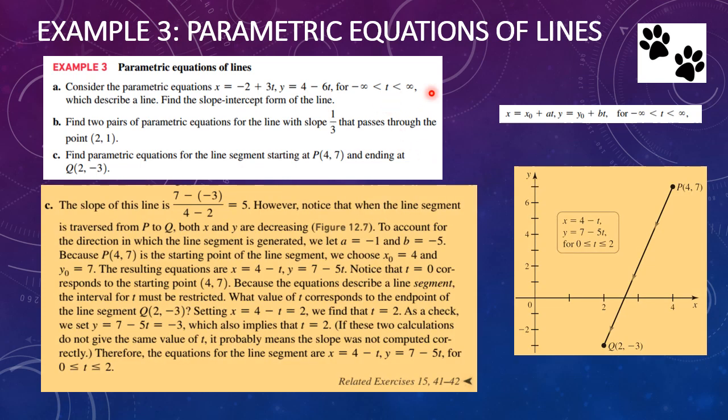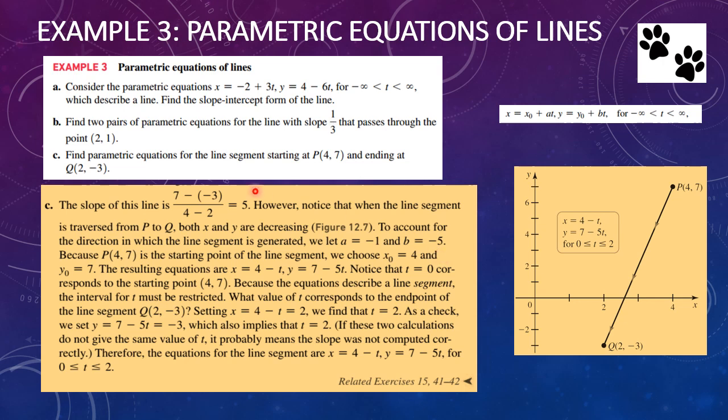The slope of the line is 7 minus negative 3, y2 minus y1, over x2 minus x1, and that gives us 5. Notice, however, that when the line segment is traversed from P to Q, x and y are both decreasing. To account for the direction in which the line segment is generated, because the slope is positive but we're moving in a negative direction, they're both decreasing, we let both a and b equal negative numbers.